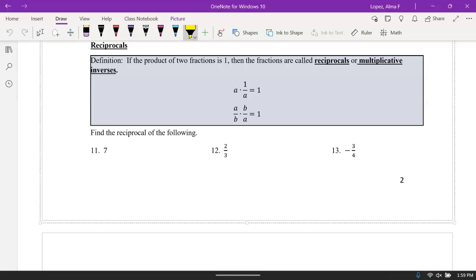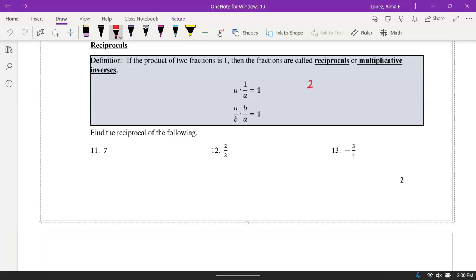All right, let's pick up where we left off. Our next definition is reciprocals. If a number is multiplied by its reciprocal or inverse, the answer is 1. Let me explain what that means. Now they do it with the A's here. I'm going to do it with numbers so you can see it.